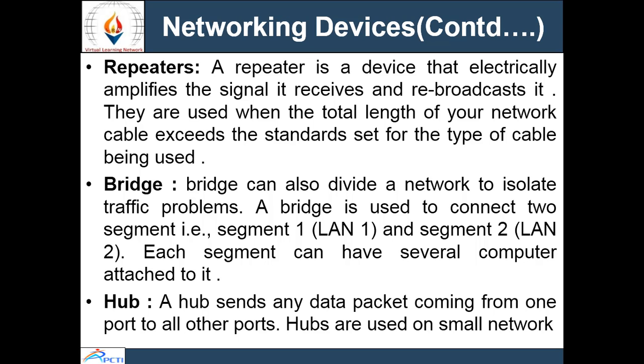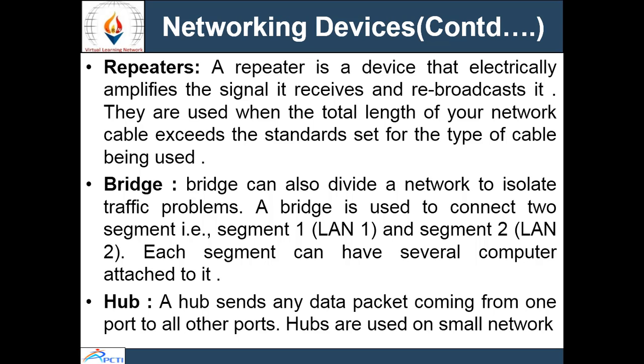Bridges. Like a repeater, a bridge can join several LANs. However, a bridge can also divide a network to isolate traffic problems. For example, if the volume of traffic from one or two computers or a single department is flooding the network with data and slowing down the entire operation, a bridge can isolate those computers or that department. A bridge is used to connect two segments, segment 1 and segment 2. Each segment can have several computers attached to it.